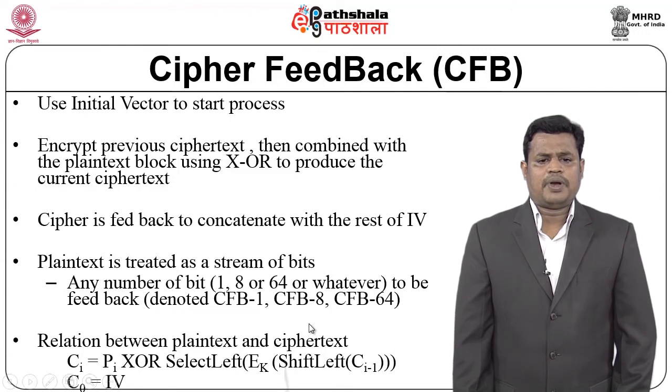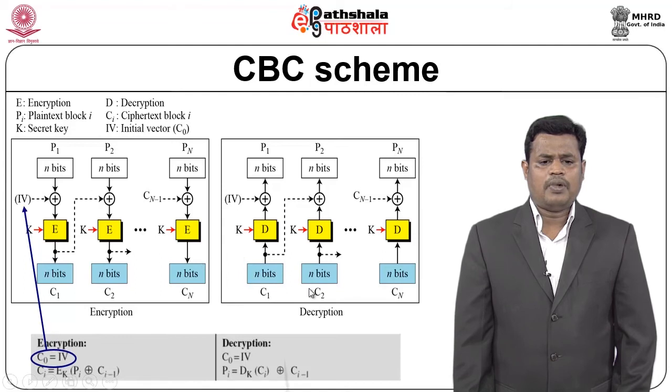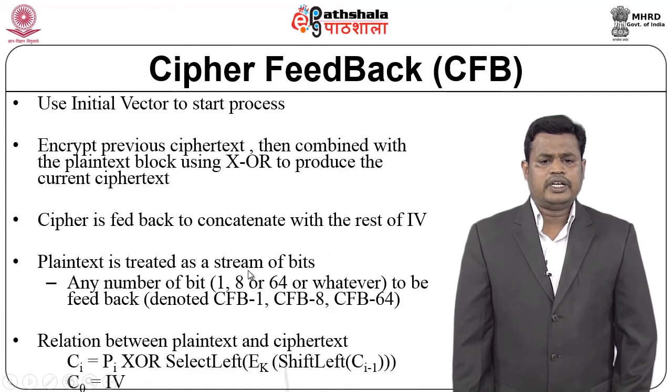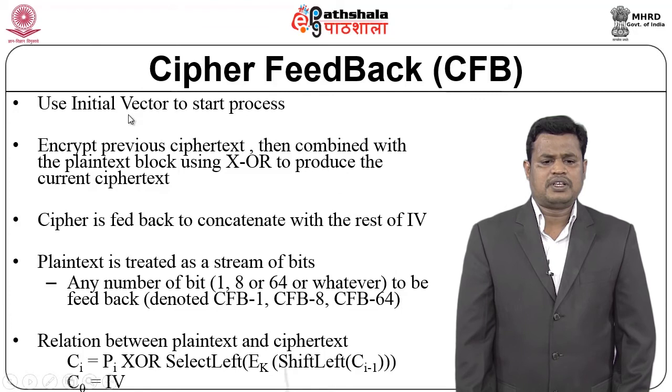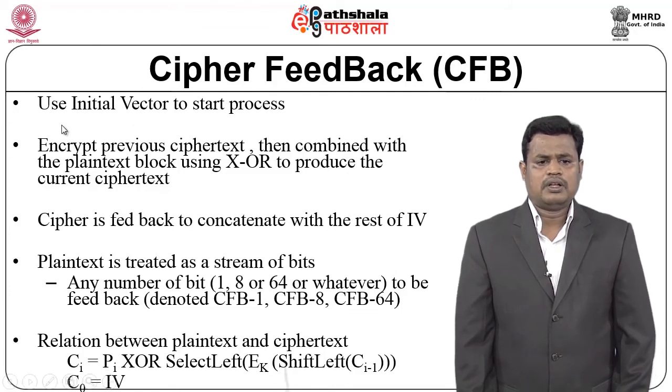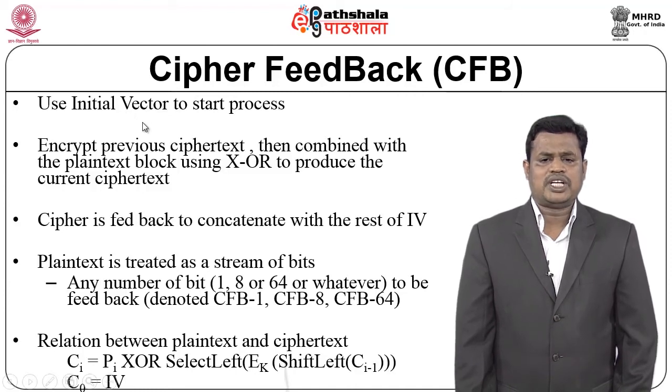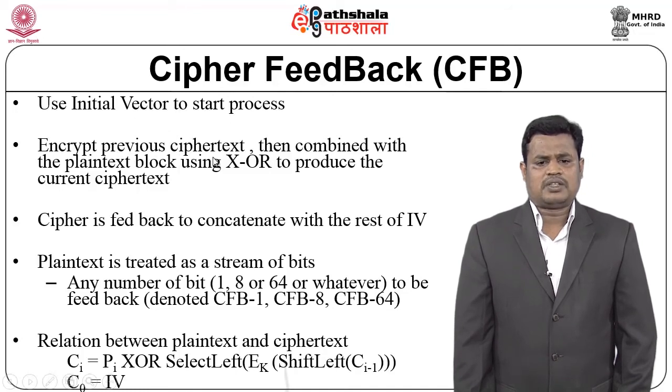Next mode of operation we have is cipher feedback, CFB. Here it is going to be the same as your CBC, but it needs some modification. We will see what the modification is. Here also it is using the same idea as your earlier model, CBC. The initial vector is used to start the process, and the encrypted previous ciphertext is then combined with the plain text using the XOR operation to produce the current ciphertext. The cipher is fed back, concatenated with the rest of your IV.